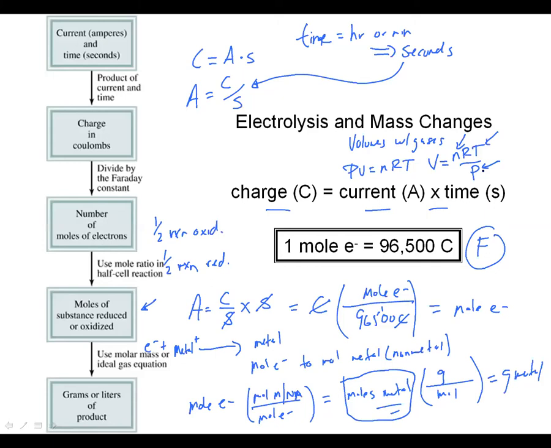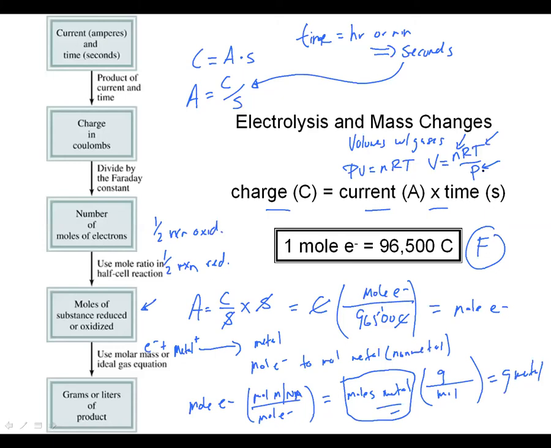You take the current times the time. Again, you want to make sure everybody's good in terms of units. So usually you just got to convert the time into seconds. That's going to give you your coulombs of charge. You're going to divide by Faraday's constant, which will give you moles of electrons. And then you want to go to the balanced half reactions and figure out the moles of electrons to the moles of what you're interested in, be that a metal, a gas, or a non-metal. And then once you got that at the end, you'd have a variety of options.